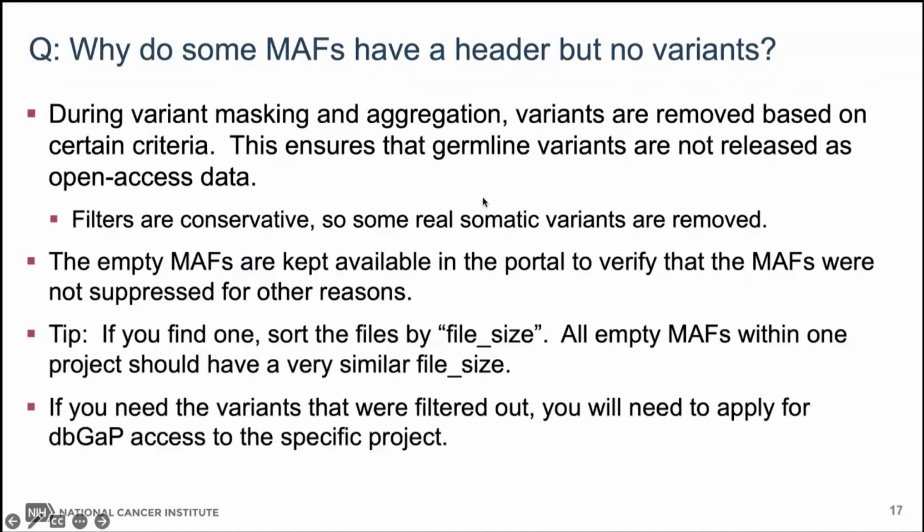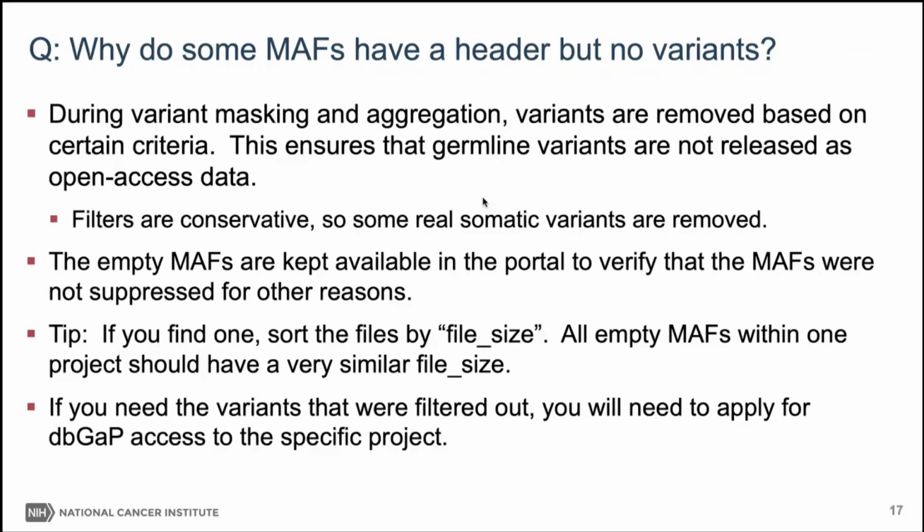Users do come across this all the time, and the reason this exists is because during the variant masking and aggregation pipeline, the ones that are used to make open access MAFs, variants are removed based on certain criteria. You can watch the DNA-seq webinar to learn about those criteria, but usually it's based on what kind of risk they are to be germline variants, which we don't want to release open access. These filters are conservative so that nothing accidentally makes its way through.